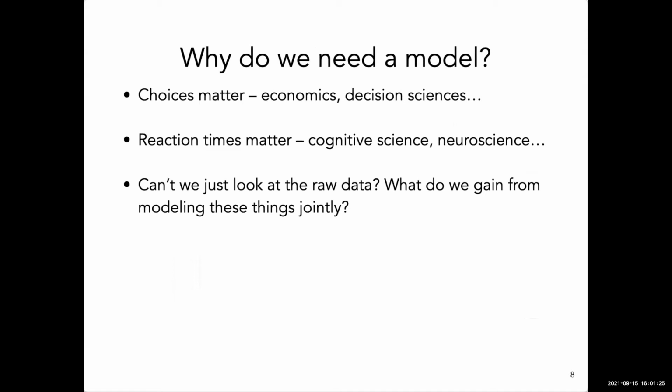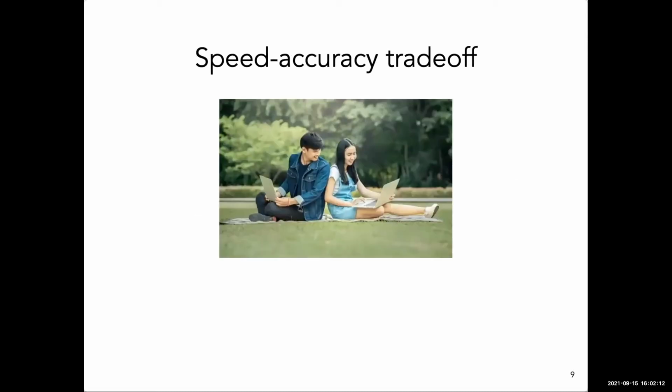Okay, so that's all good and fine, but you might ask, well, why do we need a model, right? So we know from the study of economics, decision sciences, that of course, examining what choices people make is obviously very illuminating about what might be going on in people's minds. We also know from cognitive science and neuroscience that reaction times matter. And so you might ask, well, why can't we just look at the raw data, right? Why can't we just take a look at the choices that people are making and then separately, maybe log transform your reaction times and do a linear regression on that? In other words, what do we gain from modeling these things together jointly in the same model? And this is where we get to the speed accuracy trade-off.